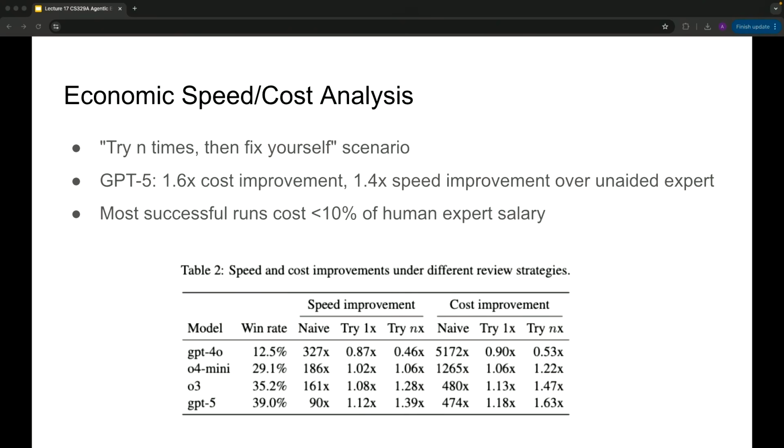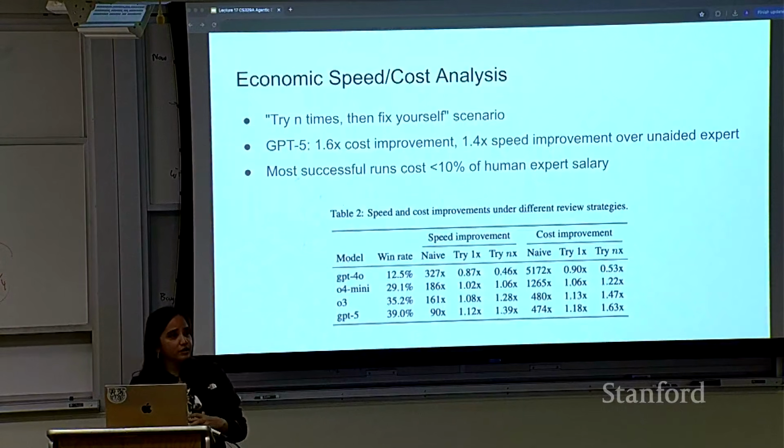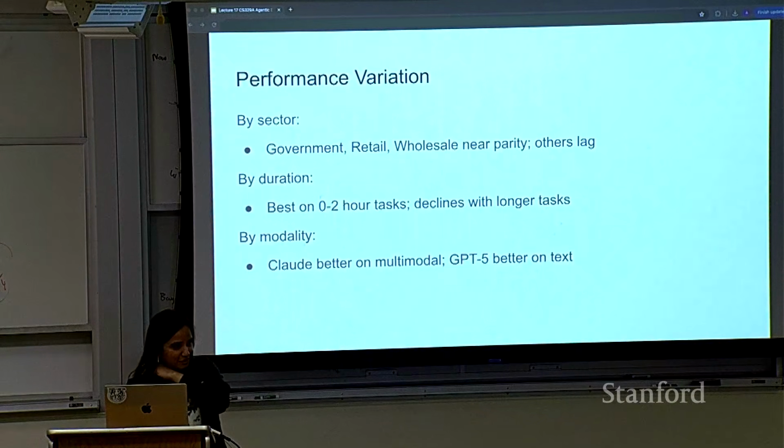So in terms of improvement, what they found was that GPT-5 was overall about 1.6x in cost improvement if you could try n times, and about 1.4x in speed improvement relative to an unaided expert. But where it's successful, it is still less than 10% of the human expert salary. So there's definitely some subset of professions where the models are doing a pretty strong job and have the capability to take on those tasks completely. People also mentioned exactly which category. We will get there. That's exactly where we're going.